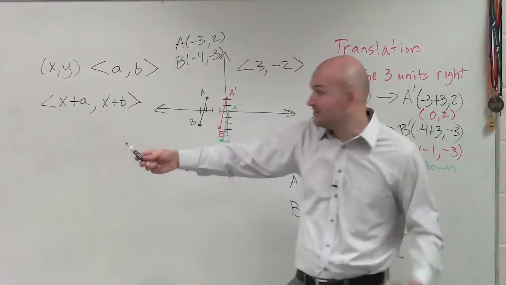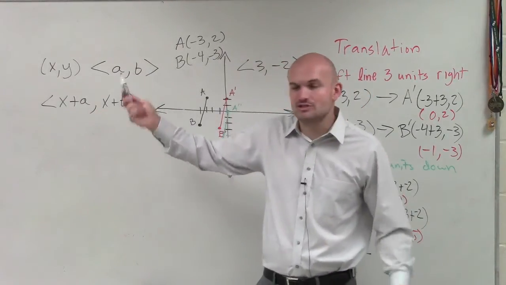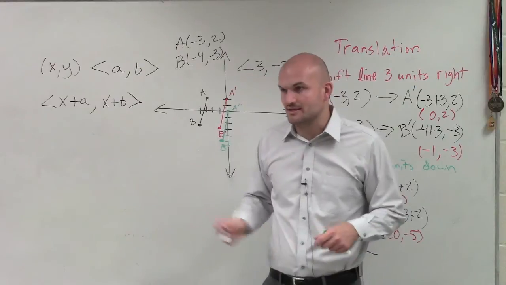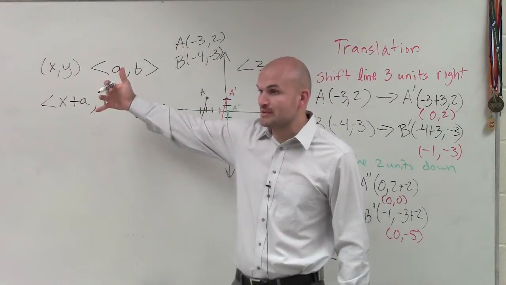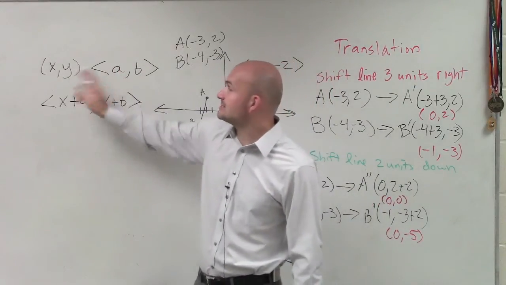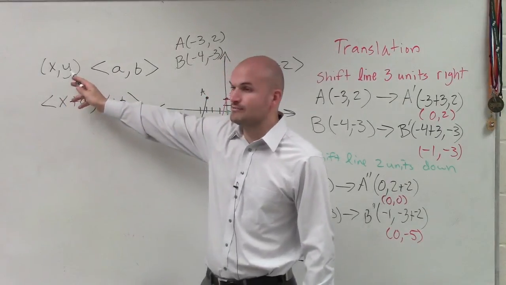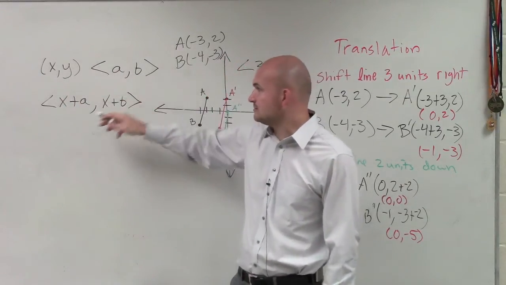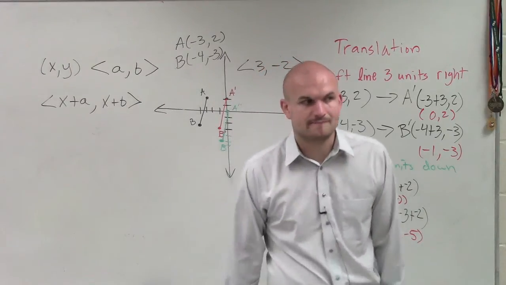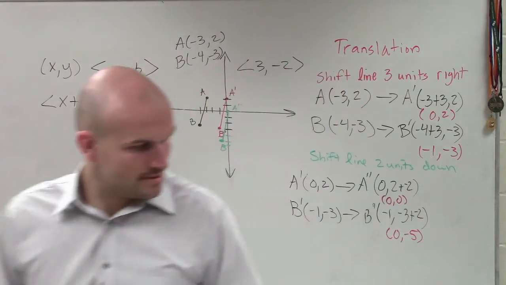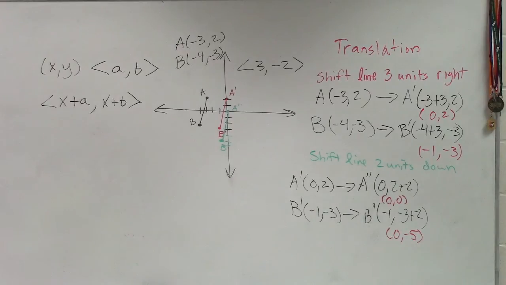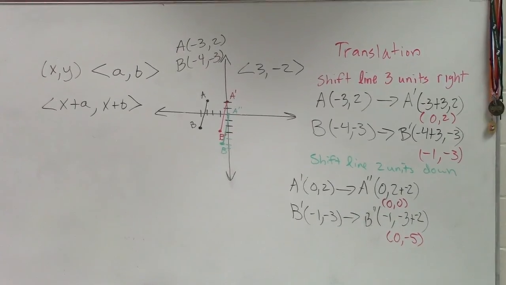You add the negative. If you have a negative 2, you're still adding negative 2, which is the same thing as subtracting. When you're applying your transformation vectors today, this is exactly what you're going to be doing. You're going to take every point that you need, apply the vector, and then find your new points. You just add the a and the b.